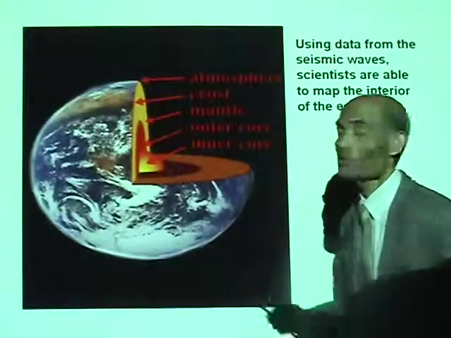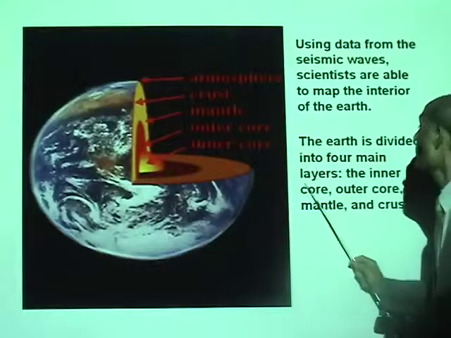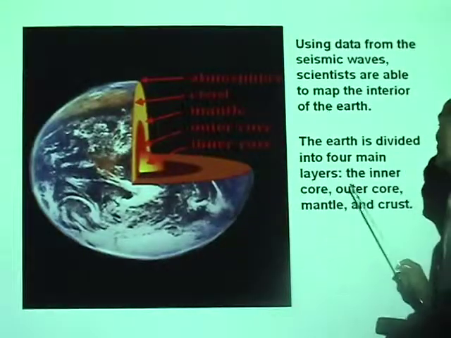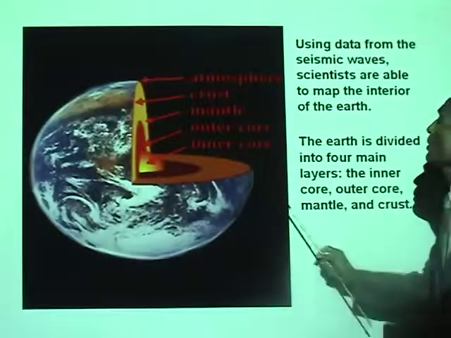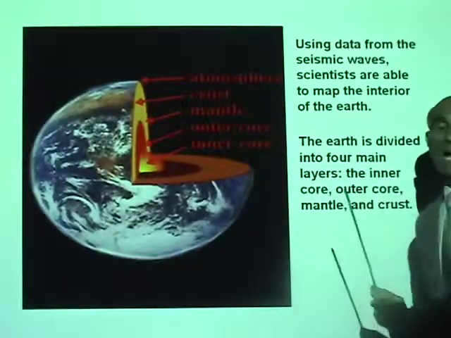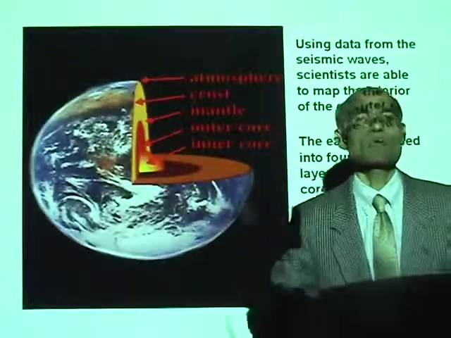And this is what the map looks like. The earth is divided into four main layers. The inner core, there you are, the outer core, the mantle, and the crust. The atmosphere is, of course, a shell surrounding the earth.